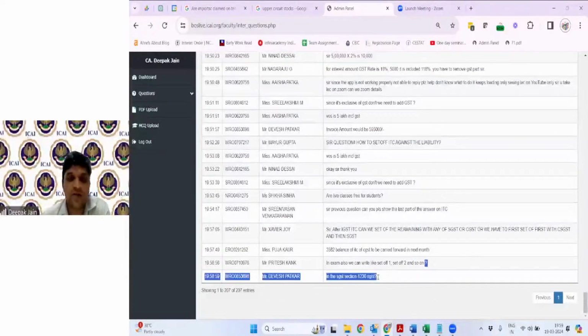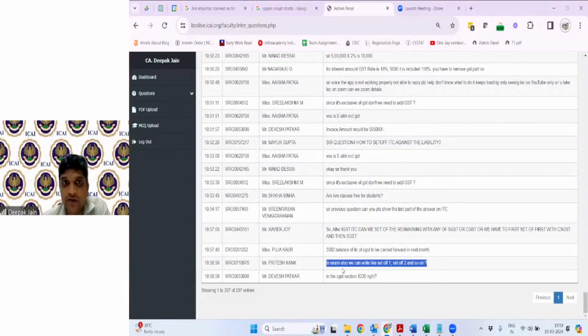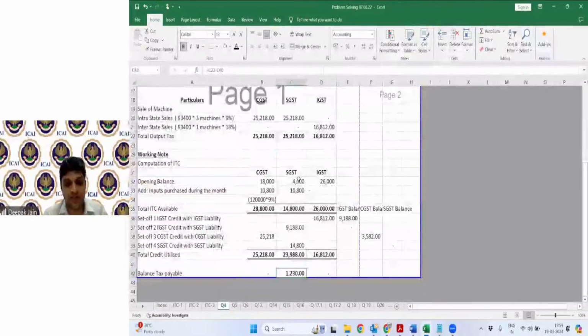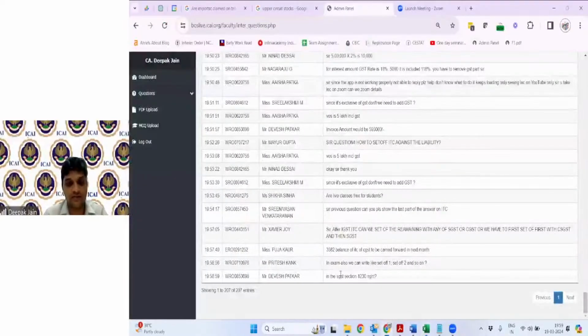Yes, even in exam, you can write this so that it gives a clarity to the examiner saying how you have set it off. In the SGST section, 1,230. Yes, it is in SGST only.